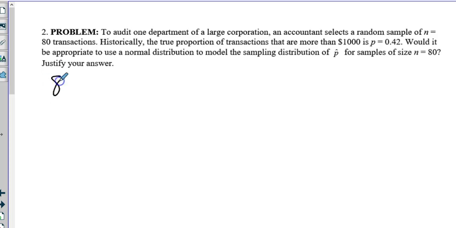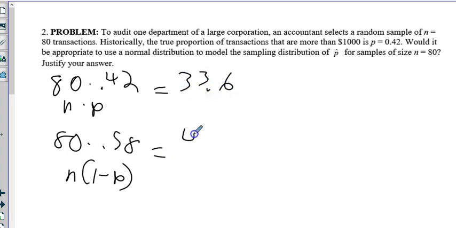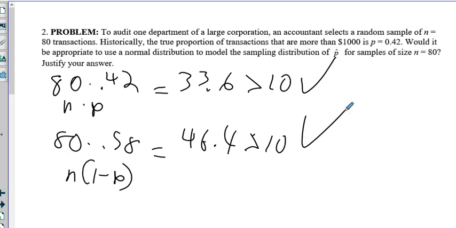So we have to do 80, or N, times P, which is 0.42, and we're going to do 80 times 0.58. So again, if our piece of candy costs 42 cents, our change is 58 cents. And this is the N times 1 minus P. So what do we get? We get 33.6, and we get 46.4. Both of those are greater than 10. So yes and yes, it would be okay. That would give us a good representation.